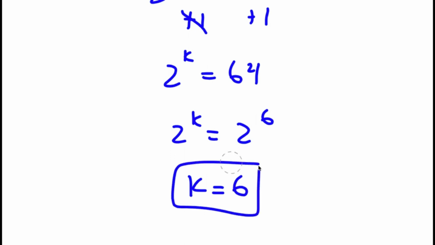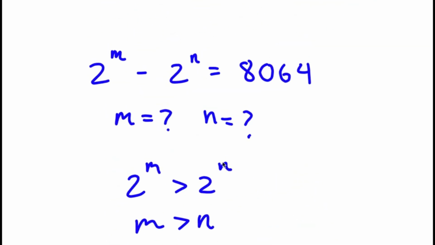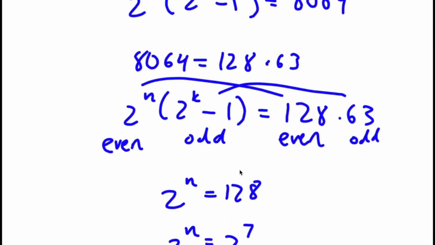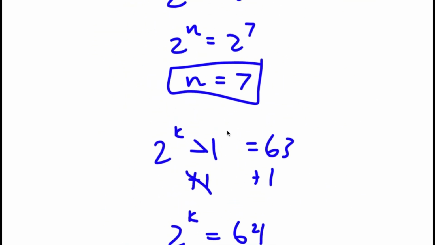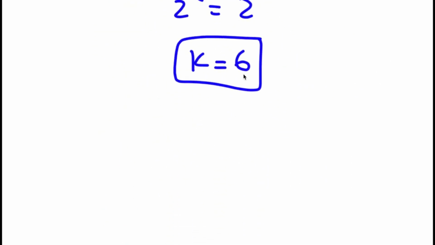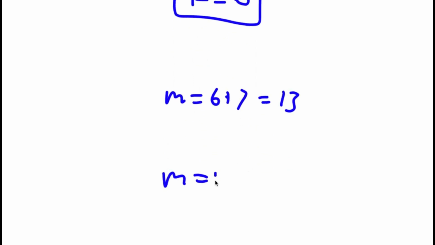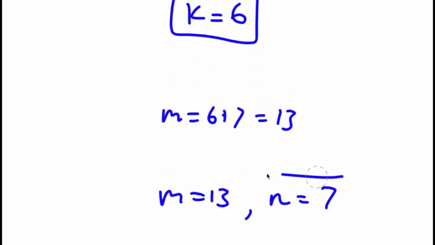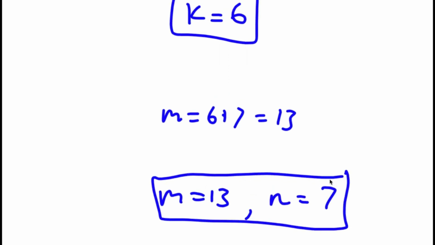So now remember how we said m is equal to n plus k. In this case, n is 7 and k is 6, so m is equal to 6 plus 7, which is 13. So m is equal to 13, and n is equal to 7. So these are my solutions.